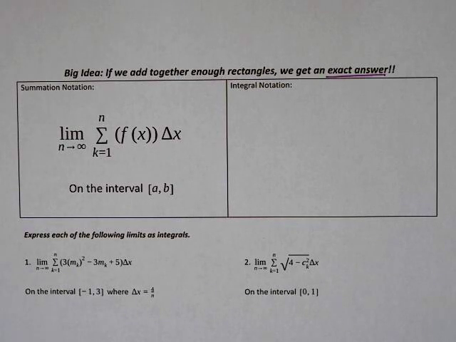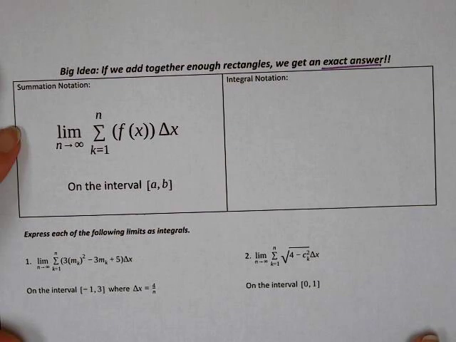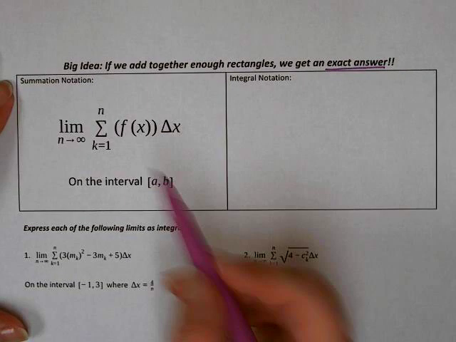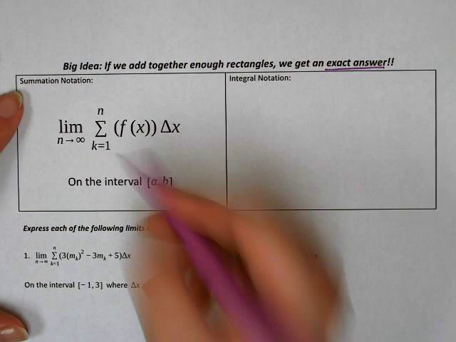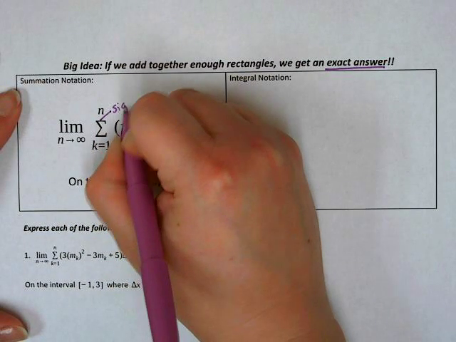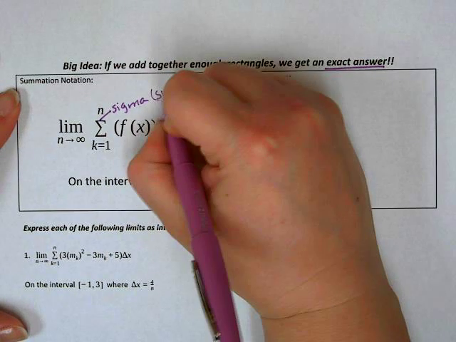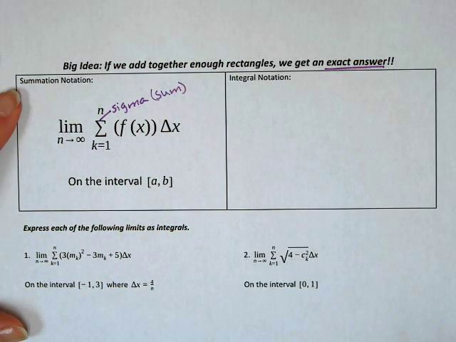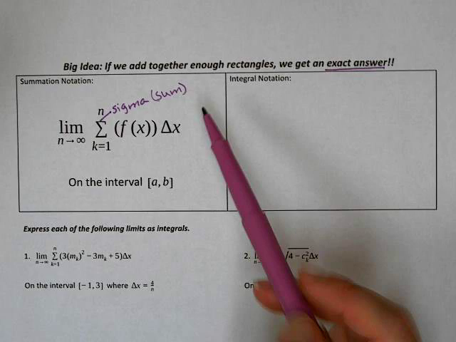So we want to talk about how to actually achieve that. So take a look here. This is our summation notation. This should hopefully look at least a little familiar to you. You should have seen it before. This big giant E that's here is called a sigma. And when we see a sigma, we know that we're finding a sum. So if we're adding all the rectangles together, we're finding a sum, right?